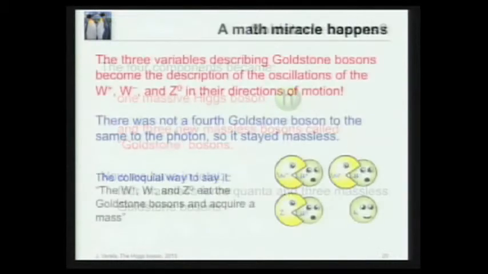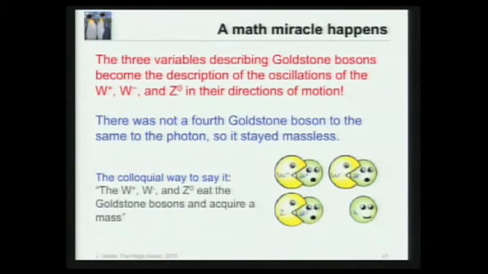And it's here that a math miracle happens. The three variables that describe these massless Goldstone bosons become, in the equations, the description of the oscillation of the W plus, W minus, and Z zero in the direction of motion, the third direction of spin that I have mentioned before. There was not a fourth Goldstone boson to do the same to the photon, so the photon stayed massless. So these three got an oscillation in the direction of motion, so they acquired mass, the photon did not. In a colloquial way, we say that W plus, W minus and Z zero eat the Goldstone bosons and acquire mass.